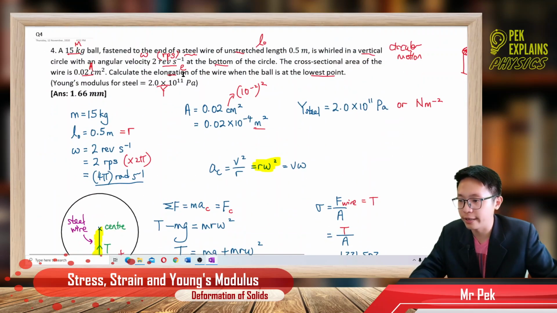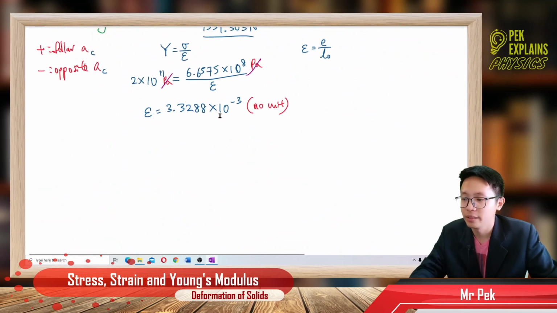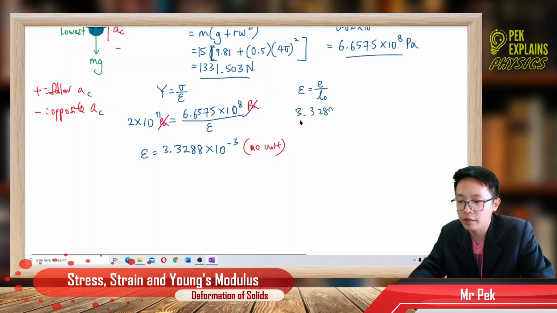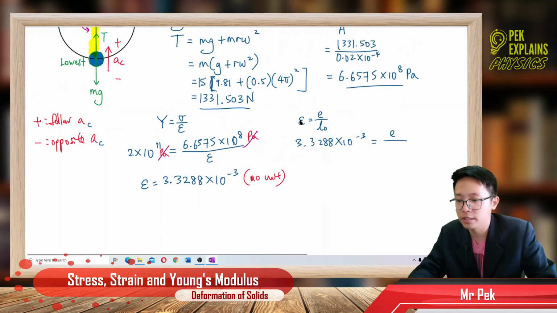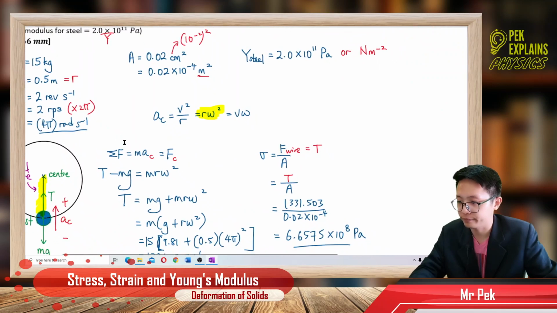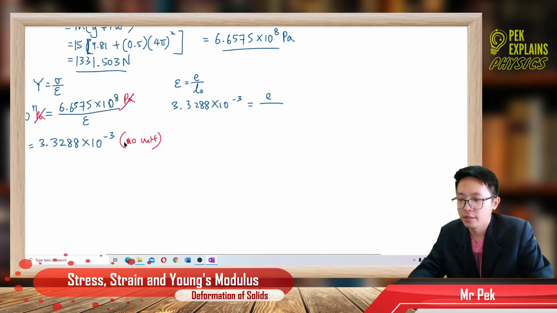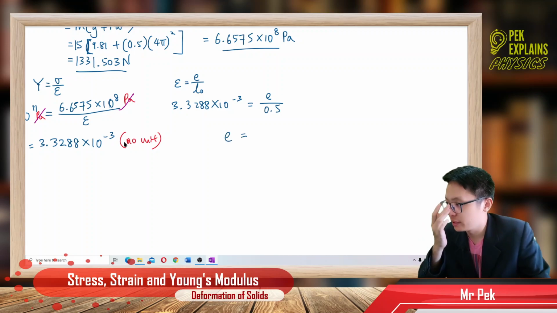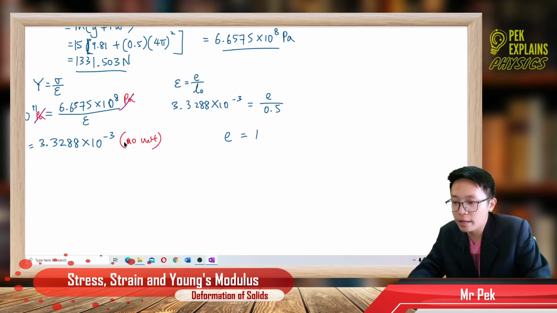Once I got my strain, I can find the elongation of the wire. You have the strain means it has elongation. Okay, put my strain there, 3.3288 exponent negative 3. And then what is my original length? Original length is 0.5. So just put my 0.5 there. I can find my elongation, which is the answer: 1.66 exponent negative 3 meter.